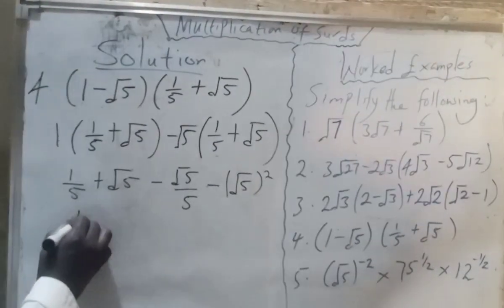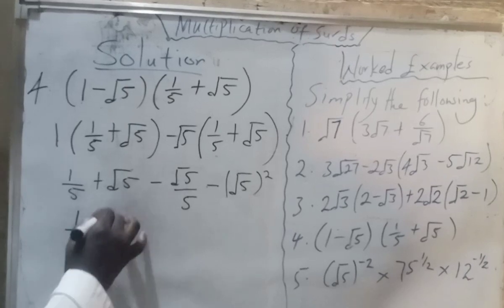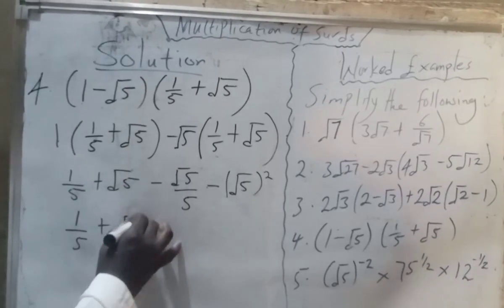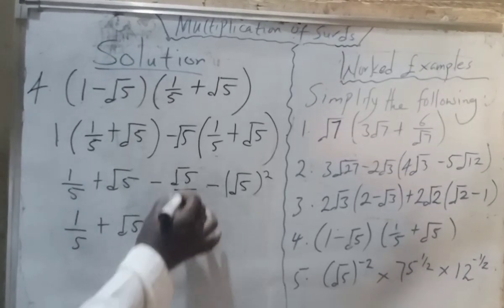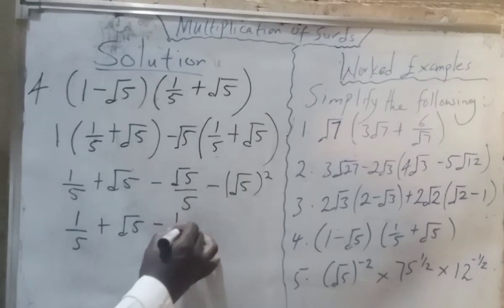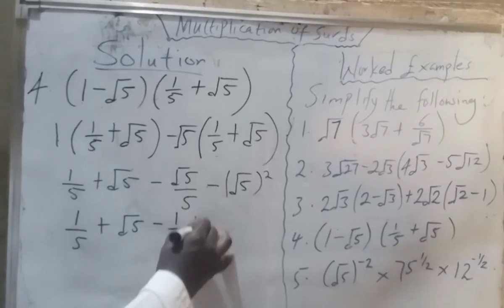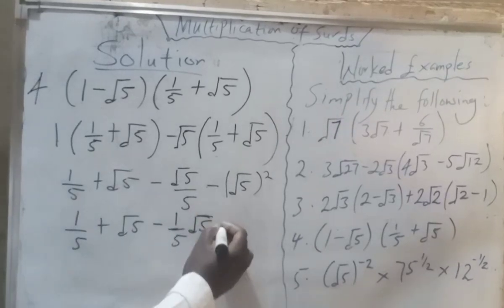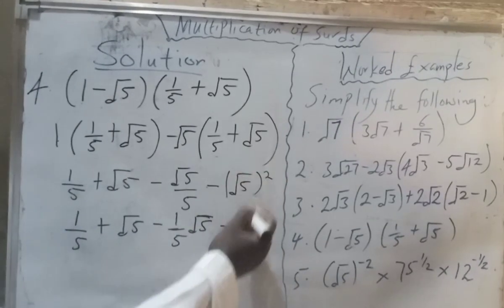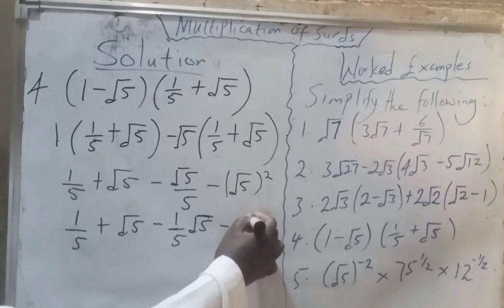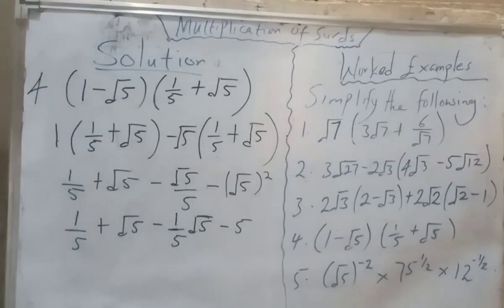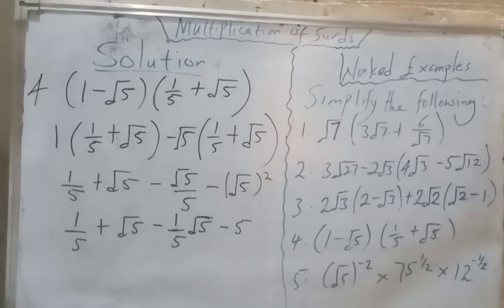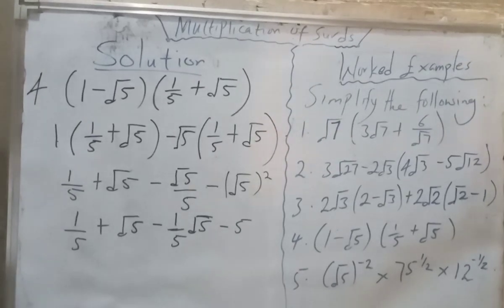We have 1 over 5 here plus root 5 minus, this one can be written as 1 over 5 root 5. That's another way of writing it. And then we have minus, the square will cancel with the root, leaving 5. So here what we'll do is that we simplify the whole number part, and then we also simplify the surd part as well.